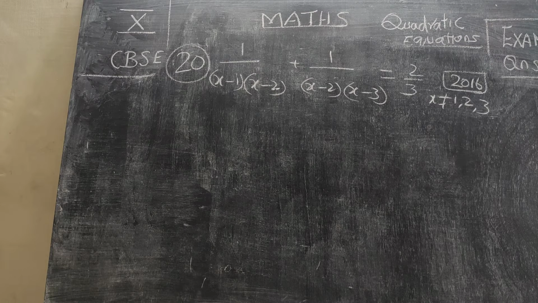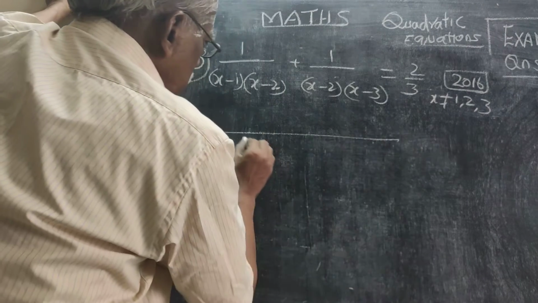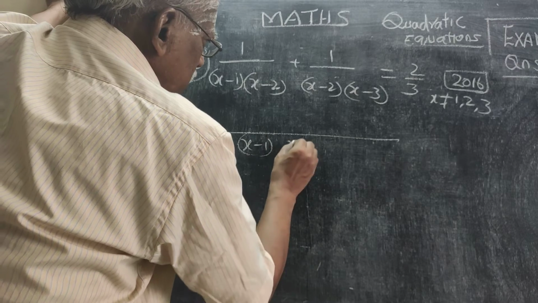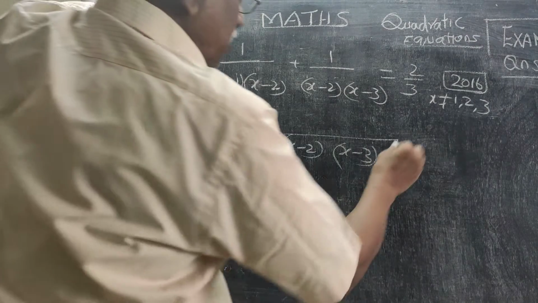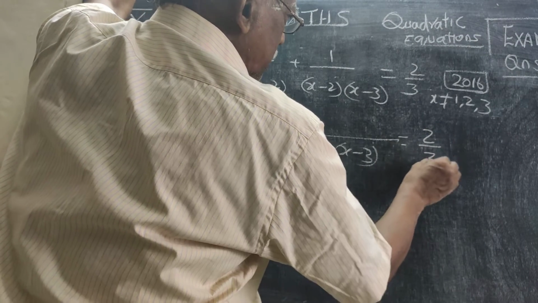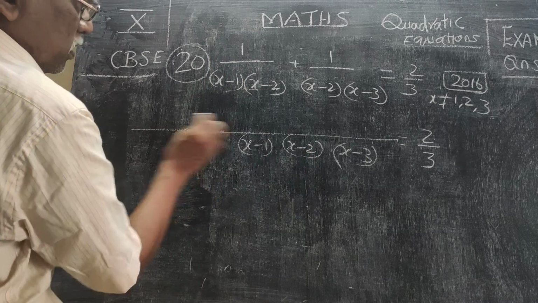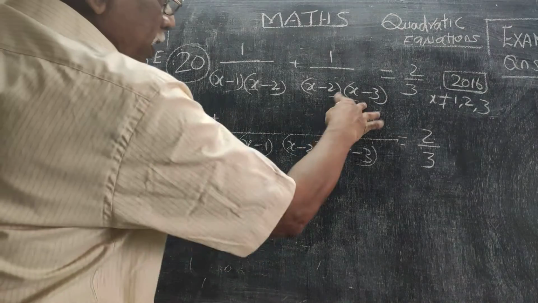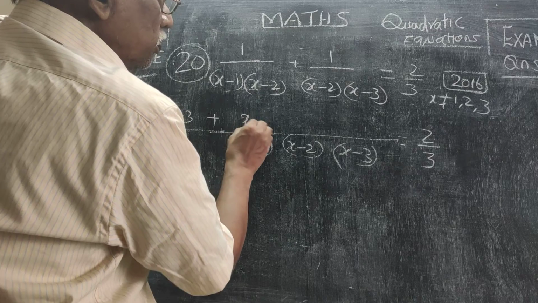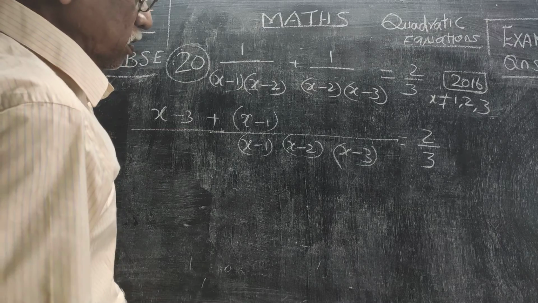Question number 20 is on the board. I am taking straight away x minus 1, x minus 2 and x minus 3. These three factors should be taken as LCM. Now 1 divided by this, these two terms are there, so x minus 3, x minus 2, x minus 3 is there, therefore x minus 1, that is equal to 2 by 3.